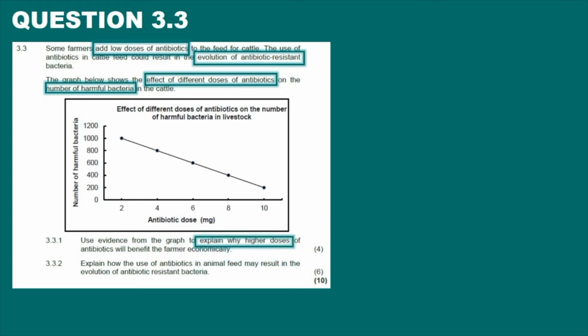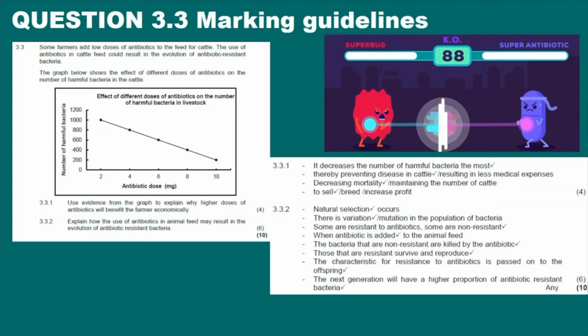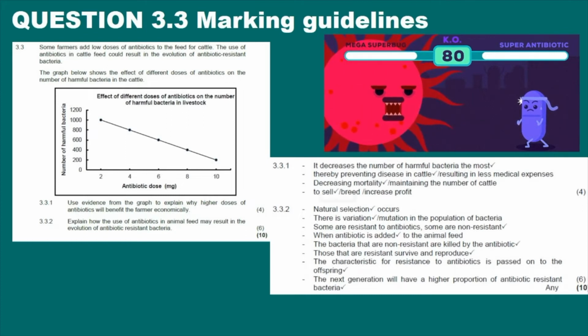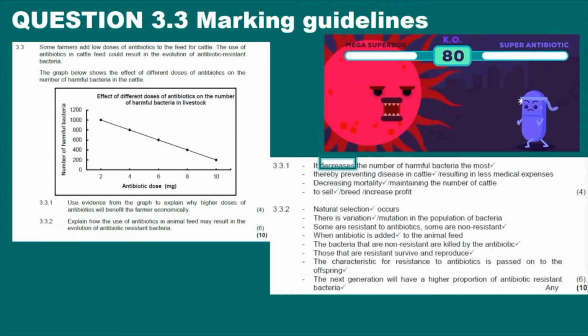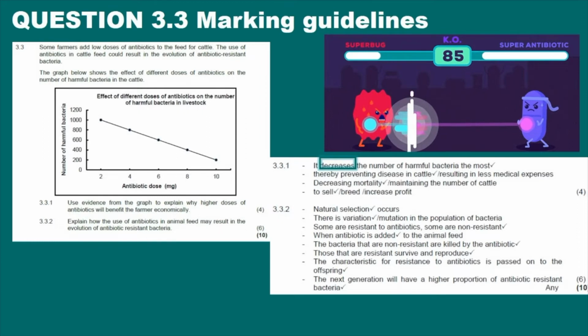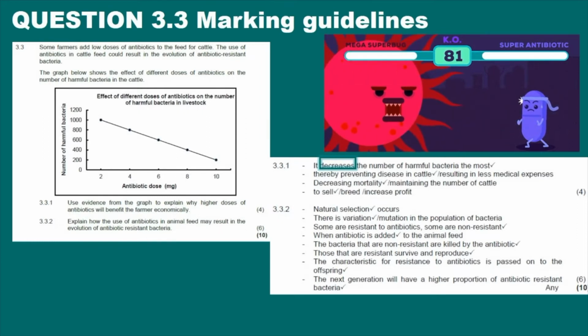So question 3.3.1 asks, use evidence from the graph to explain why higher doses of antibiotics will benefit the farmer economically. And then question 3.2.2, explain how the use of antibiotics in animal feeds may result in the evolution of antibiotic resistance. So let's look at our marking guidelines. For question 3.3.1, they asked us to use the evidence from the graph to explain why higher doses of antibiotics will benefit the farmer economically.